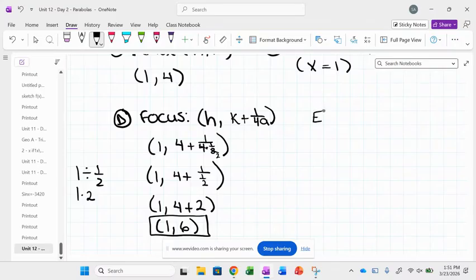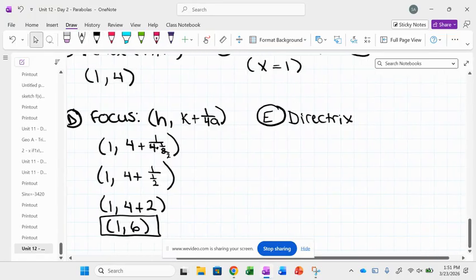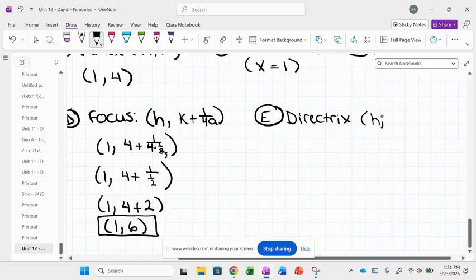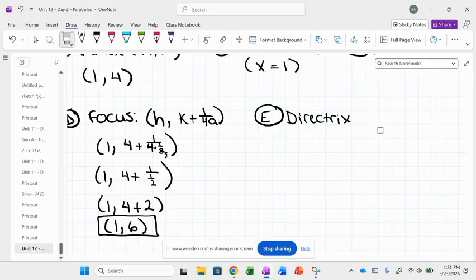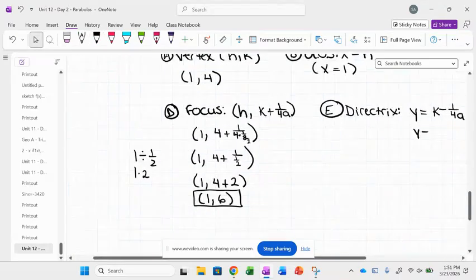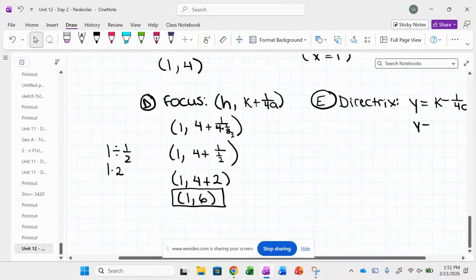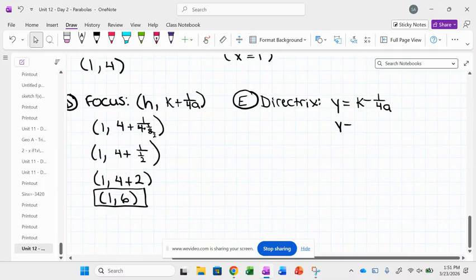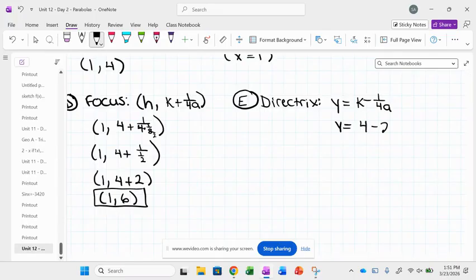What do you think we're going to find now? The directrix. So to find the directrix, it's a horizontal line, y equals k minus 1 over 4a. Well, didn't we just figure out what 1 over 4a was? What was that? 2. So do I need to do that all over again? No, I just figured that out. So y is going to equal our k, which is 4 minus 2. So now our directrix line is y equals 2.